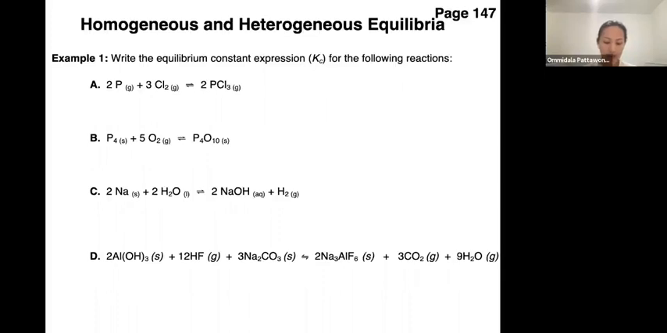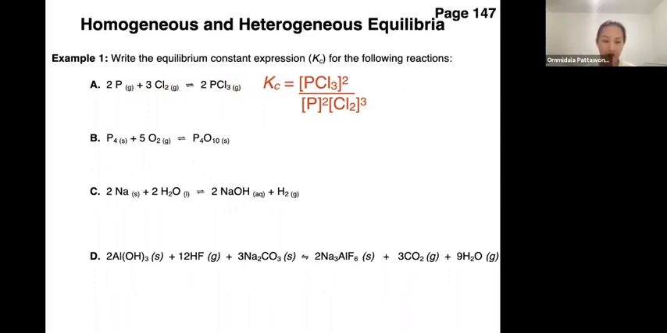A is an example of homogeneous equilibrium because everything is in the same physical state. These are all gas. So writing out the equilibrium constant expression for this is still the same as we learned before: the concentration of the product over the concentration of the reactant. But don't forget those coefficients, so raise them to their power.